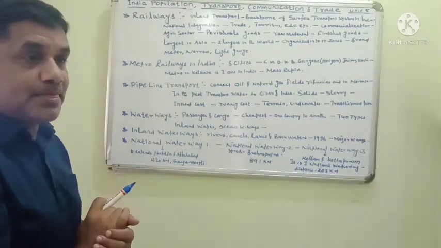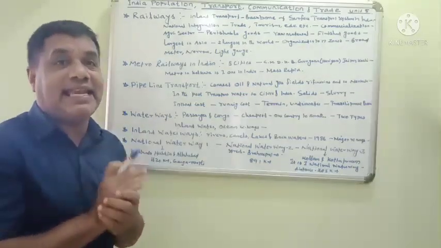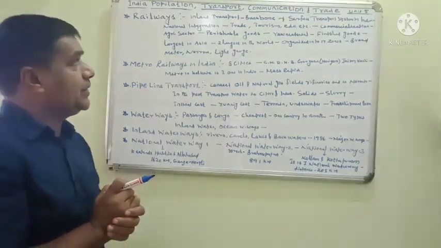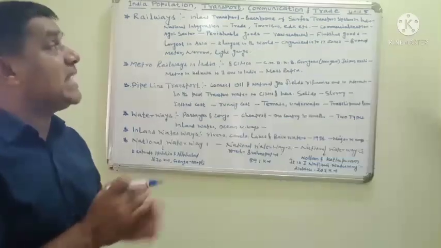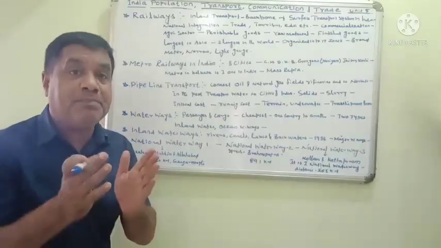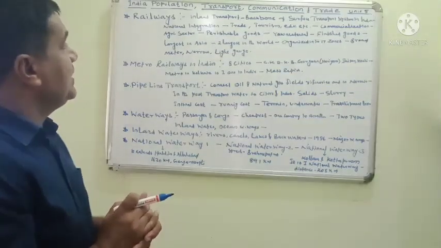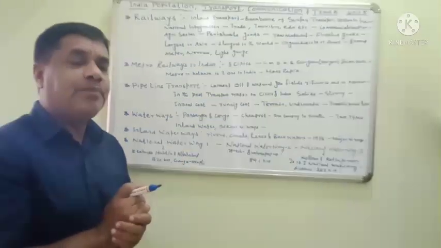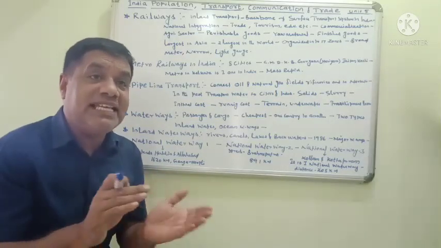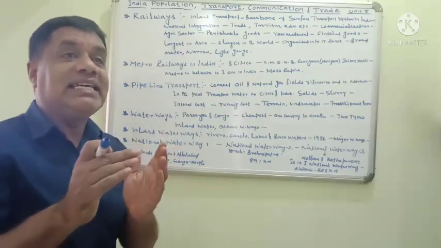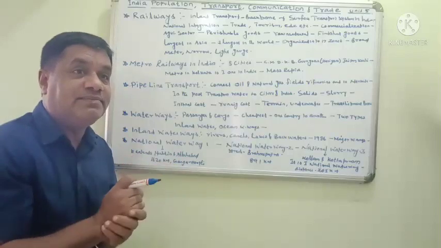Railways. Railways is one of the inland transport. Railways is one of the backbone of surface transport system in India. This railways promote the national integration. National integration means what? Desiya Orumipadu. Railways promote the national integration in our country. All the people join together.